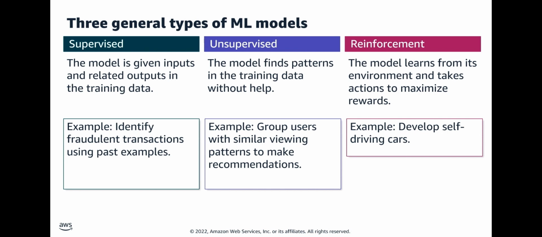In unsupervised learning, the model doesn't know inputs or outputs from the historical data, so the model finds patterns in the data without help. Unsupervised learning is used when you need to identify clusters of related elements within the data. An example is grouping users with similar viewing patterns. With reinforcement learning, the model interacts with its environment and learns through trial and error to take actions that will maximize rewards. Self-driving cars are an example of reinforcement learning.